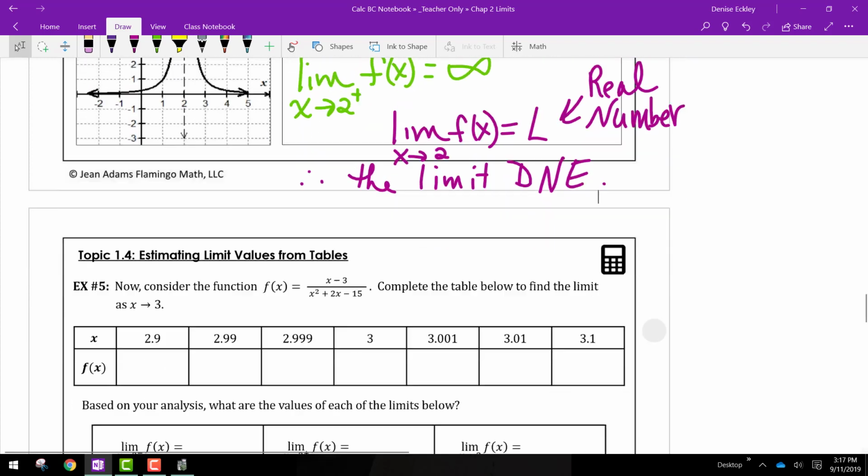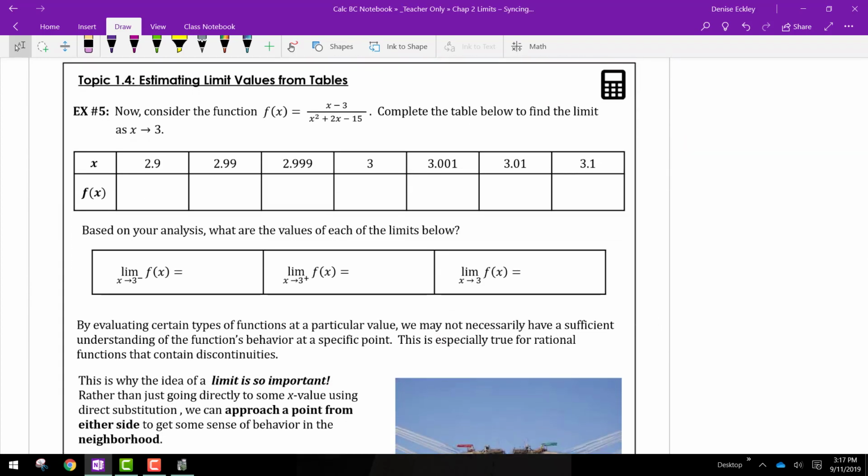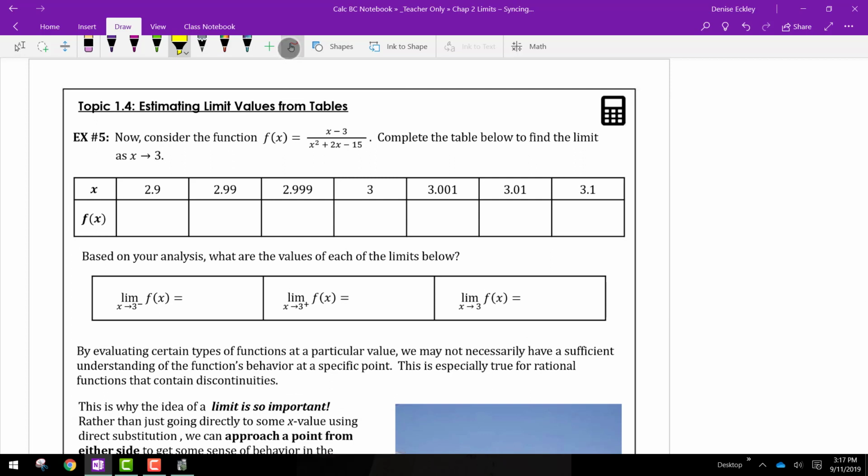So let's look at our next one. Our next topic is talking about limits from table values. So if we consider the function f of x equals x minus 3 divided by the quadratic x squared plus 2x minus 15, we're going to complete the table as x gets close to 3. And you'll notice that I set this up, and this is a very classic way to set this up, where I take values very close to 3 from the left and very close to 3 from the right.